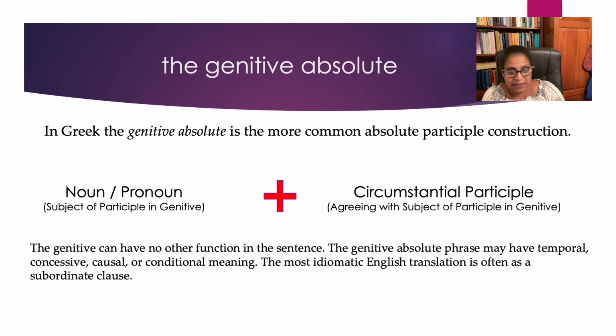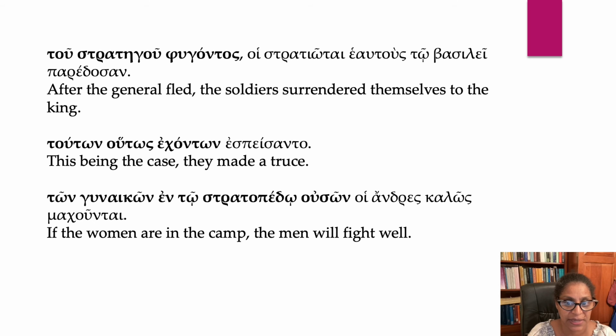Okay, so the genitive absolute phrase, because it's a circumstantial participle phrase, can be causal, temporal, concessive, or conditional, right? And the most idiomatic way to translate this is with a subordinate clause. So that's what you should be using.